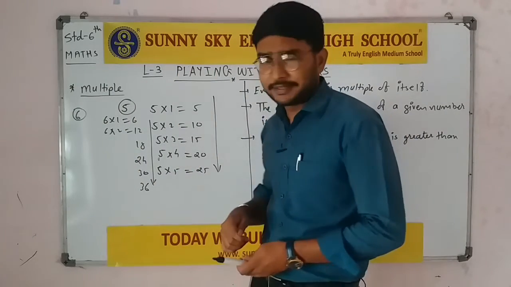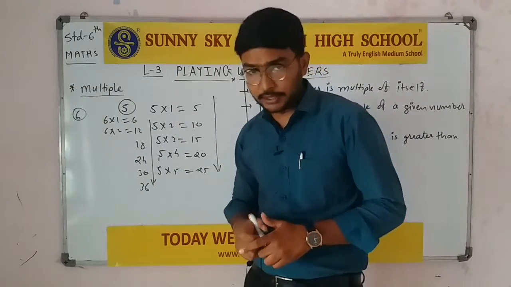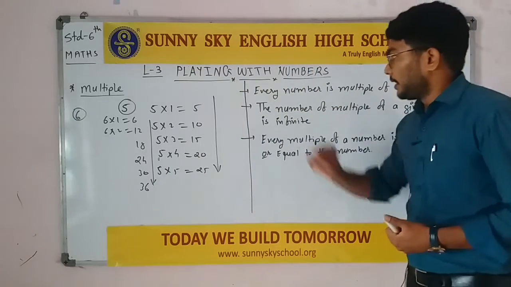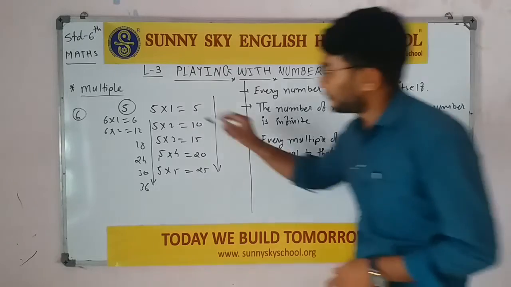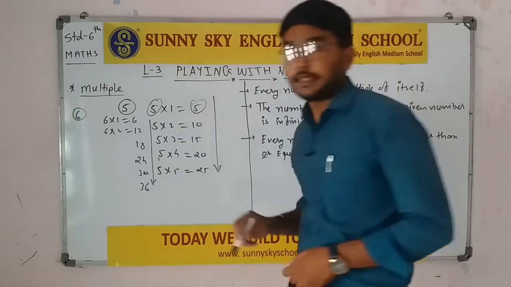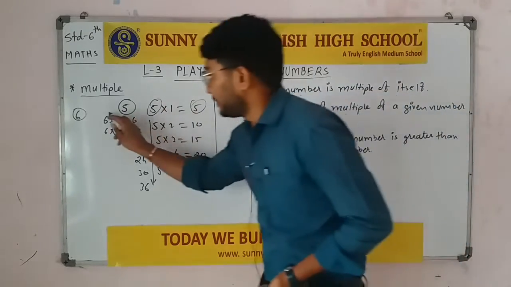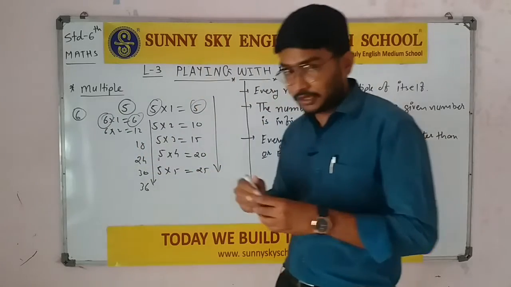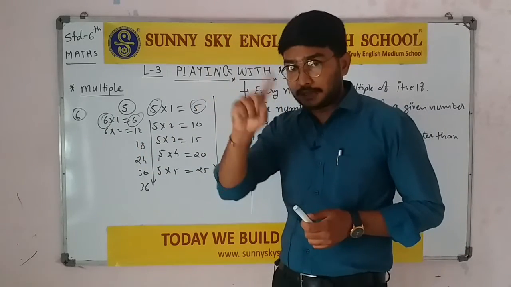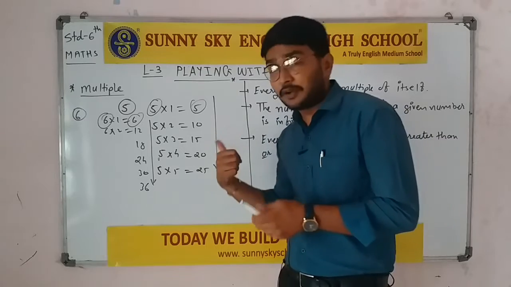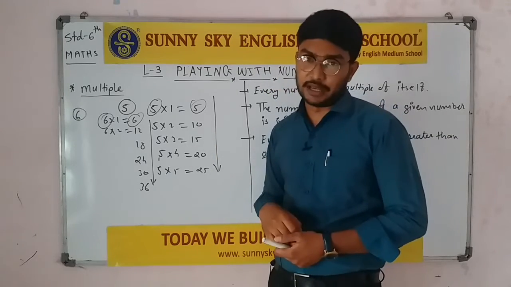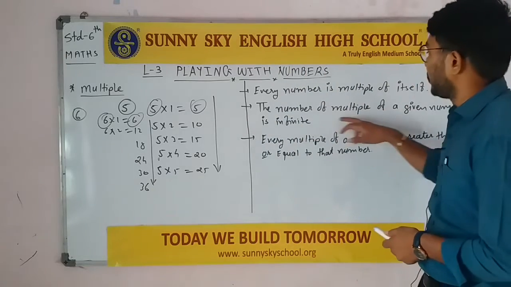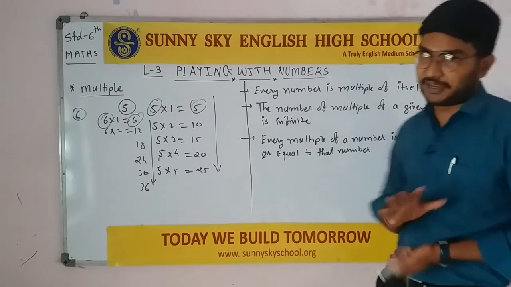See, according to these, we have some facts about multiples. Every number is a multiple of itself. See, here 5, then 5. See, 6, then 6. In the case of factors, every number is a factor of itself. In the case of multiples, the same way, every number is a multiple of itself. Second, the number of multiples of a given number is infinite.